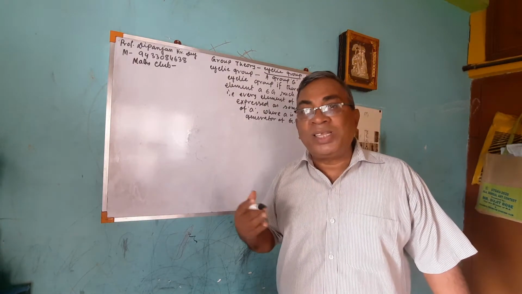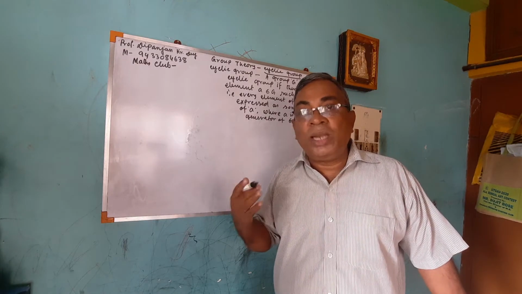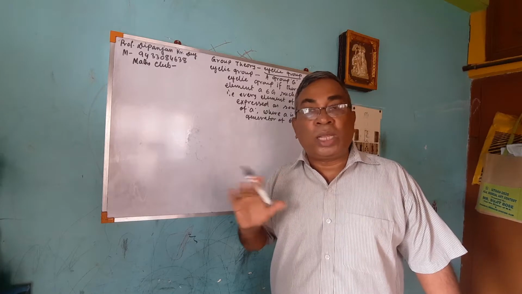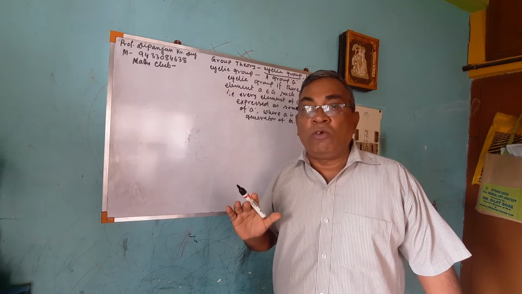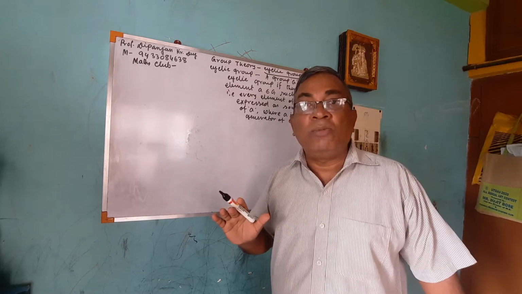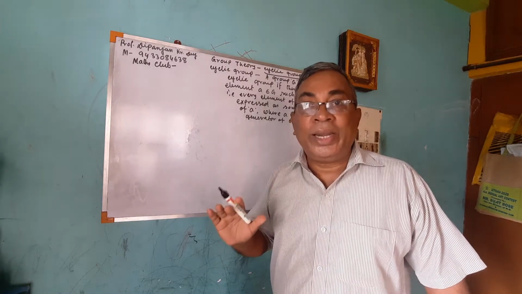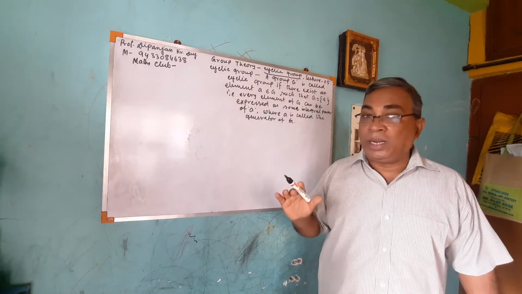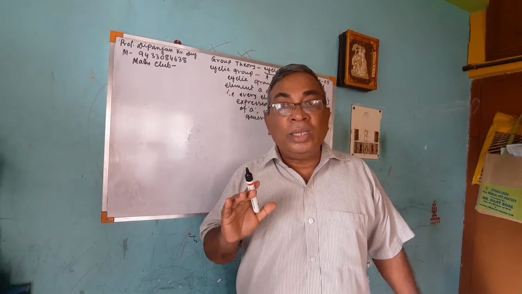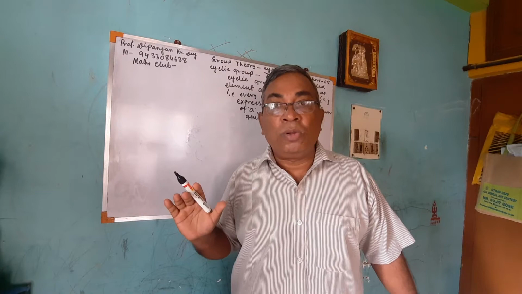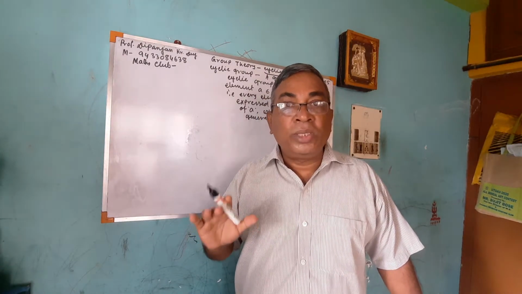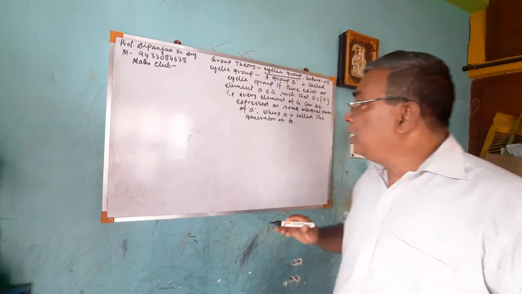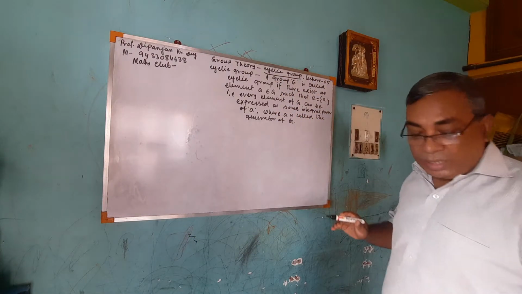So not all groups are cyclic groups. If there is no generator element in the group, then that group is not a cyclic group. In a cyclic group, there must be a generator. For example, if we see an example, then you will understand clearly.